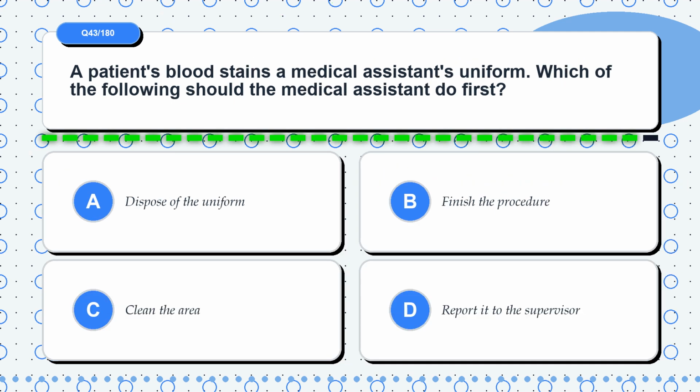Question 43. A patient's blood stains a medical assistant's uniform. Which of the following should the medical assistant do first? Here are the options. Option A, dispose of the uniform. Option B, finish the procedure. Option C, clean the area. Option D, report it to the supervisor.